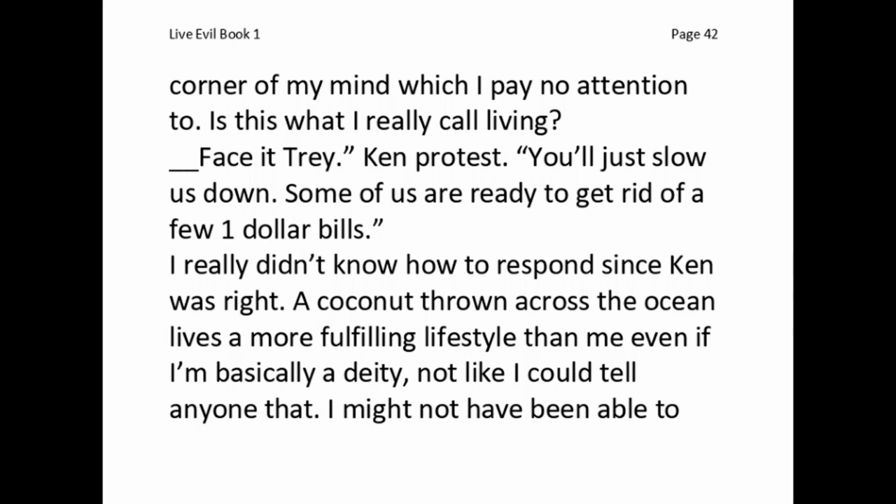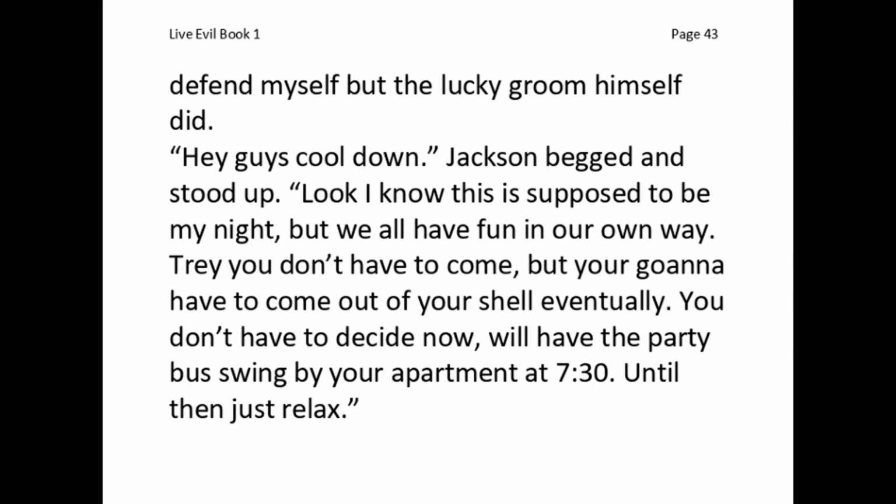A coconut thrown across the ocean lives a more fulfilling lifestyle than me, even if I'm basically a deity. Not like I could tell anyone that. I might not have been able to defend myself, but the lucky groom himself did.